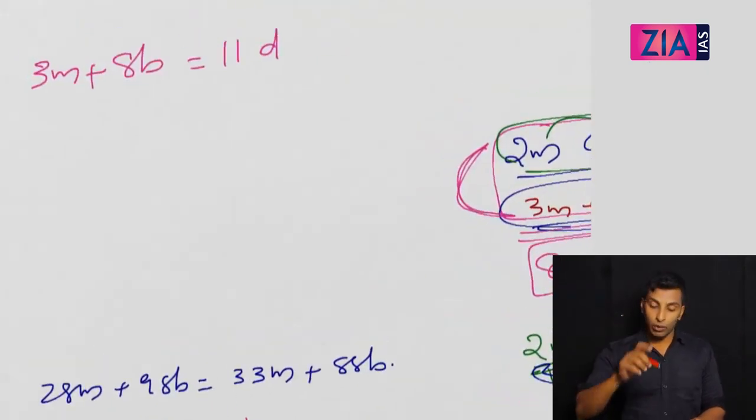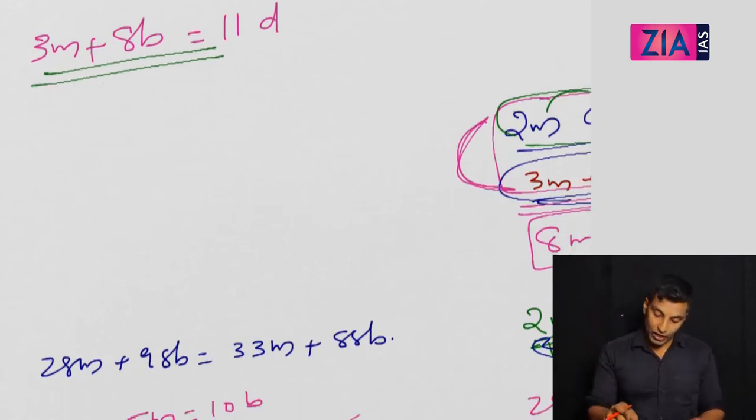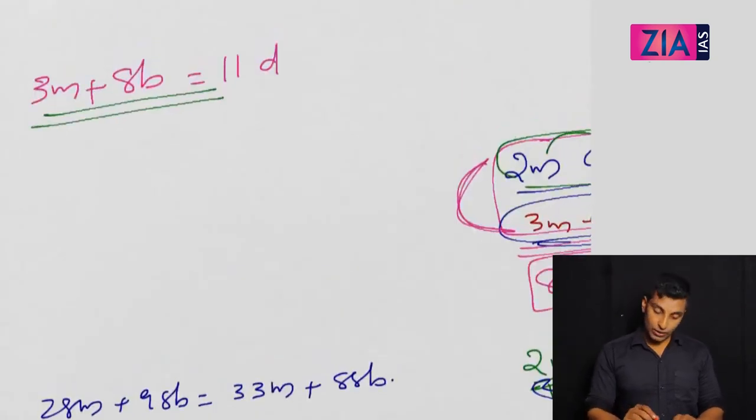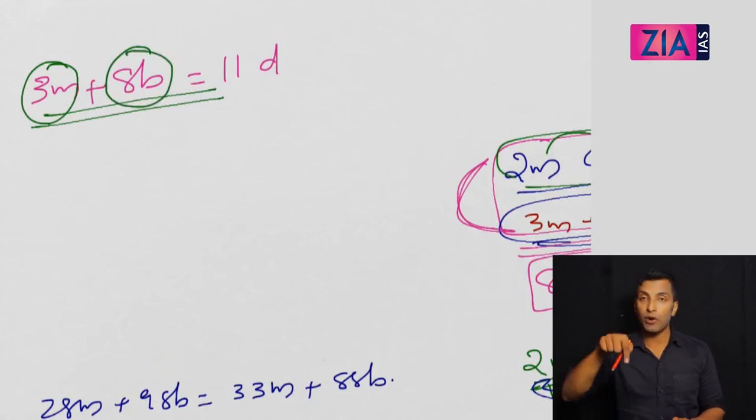Now what you need to do is convert this into a group of either only men or only boys. Okay, we know the relation, so it is easy to convert this group. You can replace men with boys. So when you replace, instead of 3 men you can write 6 boys, or you can replace boys with men. So instead of 8 boys you can write 4 men. Let me convert these boys into men.